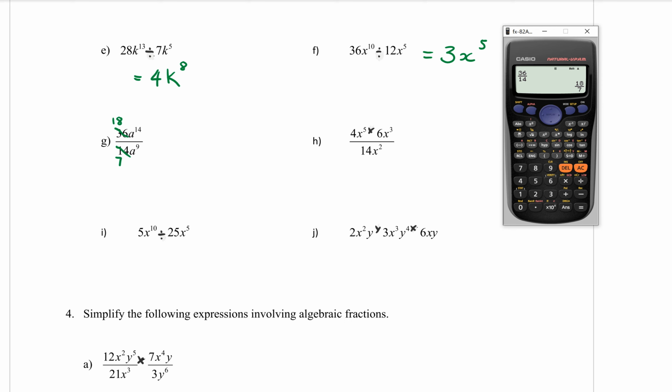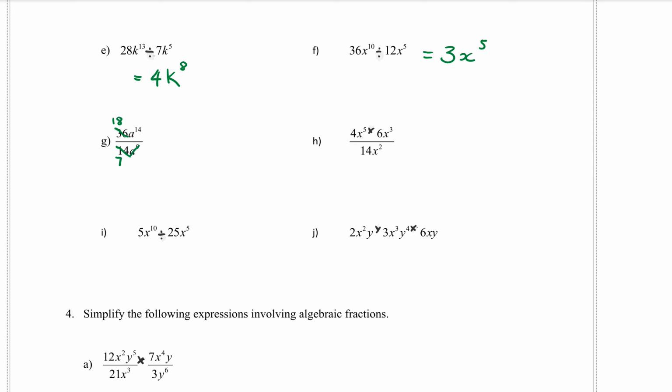Then I need to look at the letters. I have a to the power of 14 on the top and a to the power of 9 on the bottom. So keeping the base, you subtract the powers. So 14 take away 9 means 5. Okay, now I've done that, I can cancel. I've cancelled the 9 off the bottom, which means I have 5 left on the top.